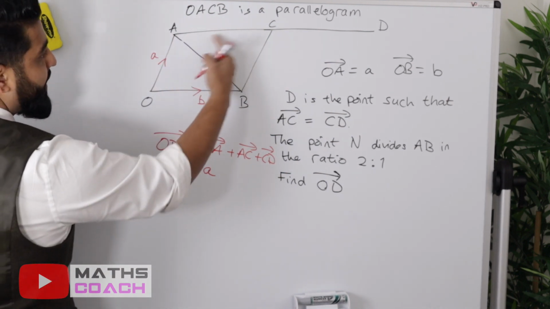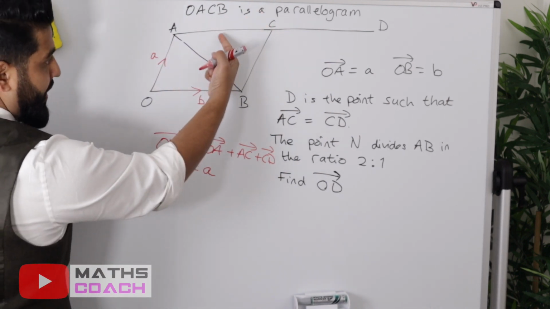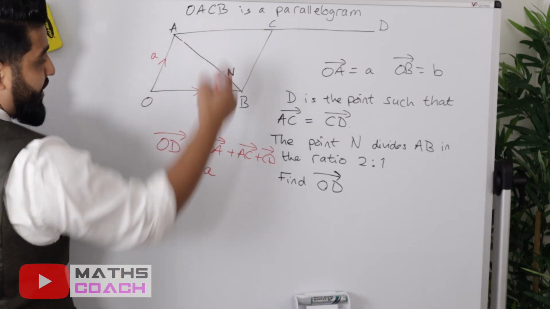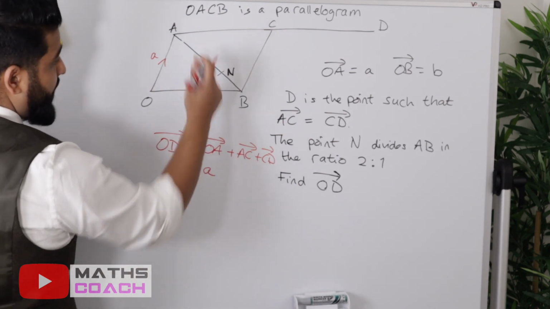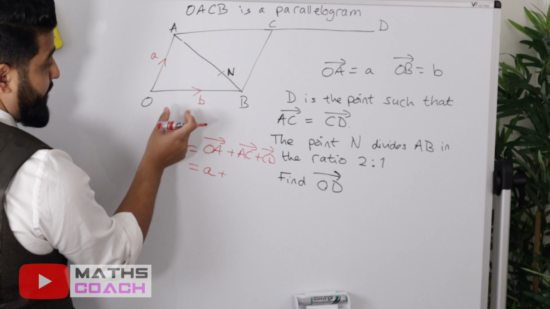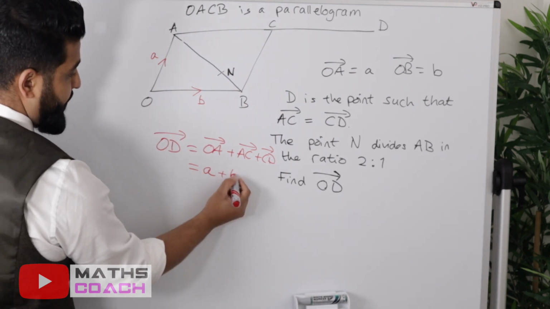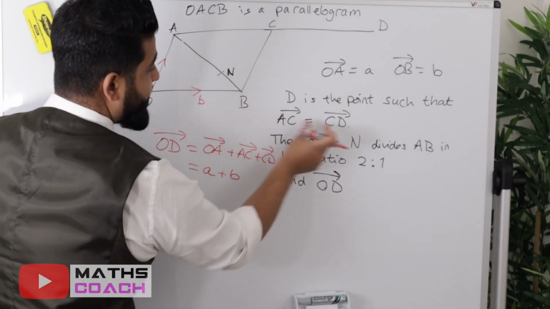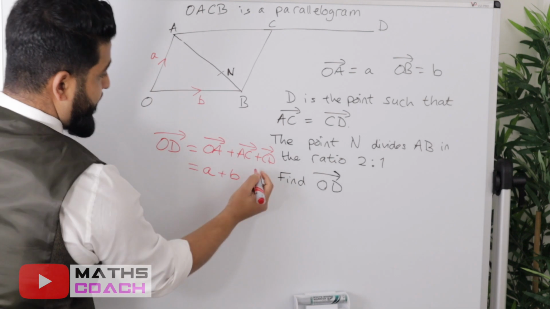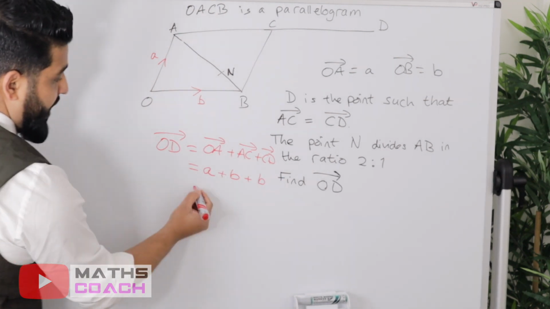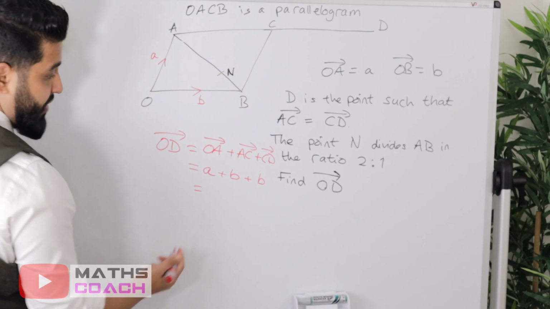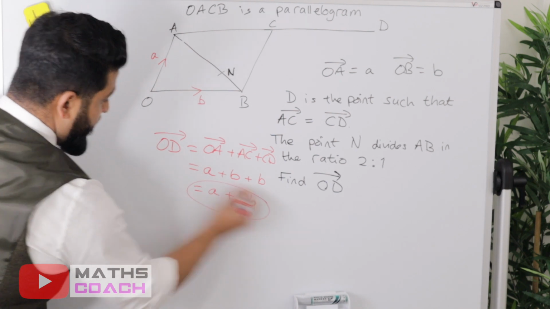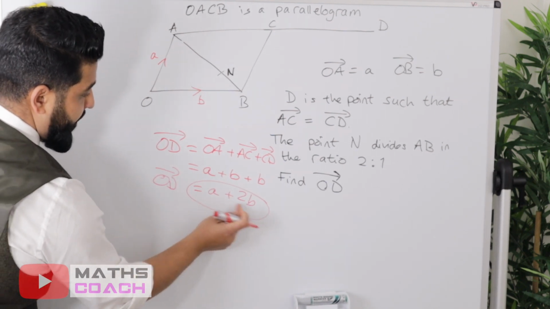A to C, we are not given anything here, but we know that since it's a parallelogram, this side is going to be exactly the same as that side. So to go in this direction, A to C rather, it would be the same as O to B. So therefore that is also going to be B. We are told that CD in the question is the same as A to C, so CD is also going to be worth B. And if you collect these vector terms up, you get A plus 2B. So O to D is A plus 2B.